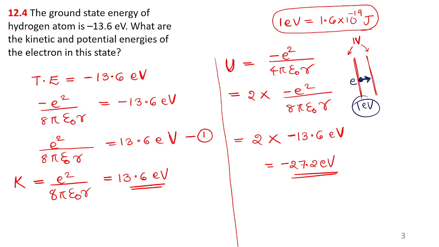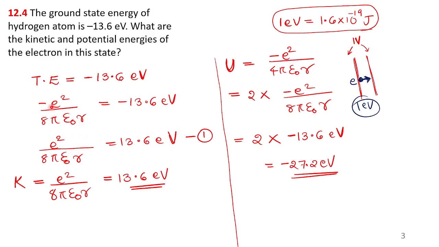Now I want not only kinetic energy, I want the potential energy of the revolving electron. The formula is required. Without the formula, you will not be able to solve. Potential energy is minus E square by 4 pi epsilon 0 r. Understood? There is a formula. We studied that. U equals minus E square by 4 pi epsilon 0 r.